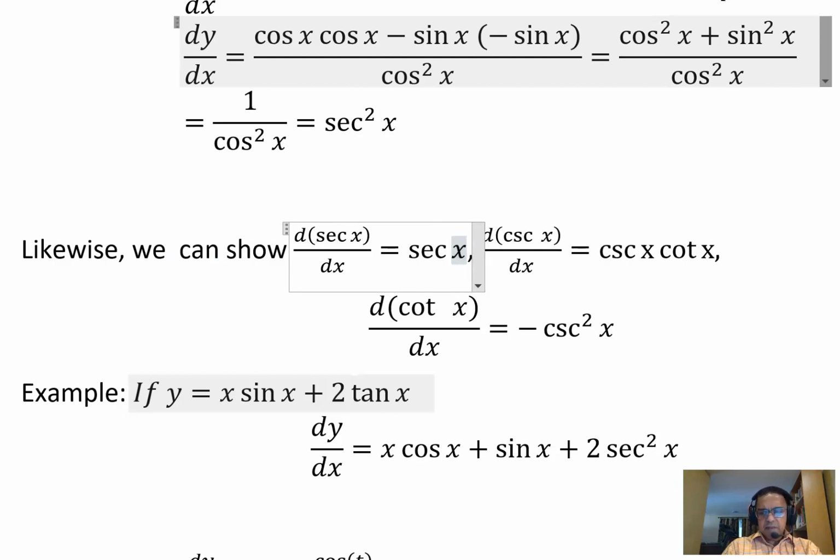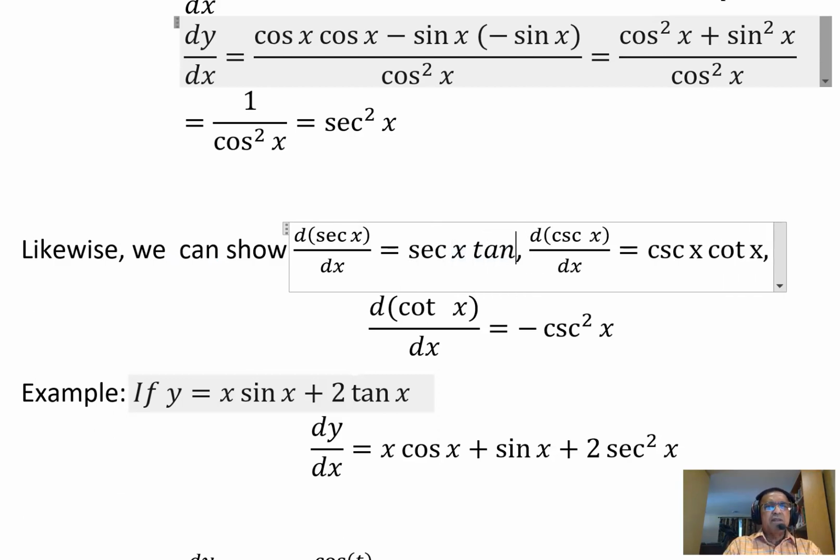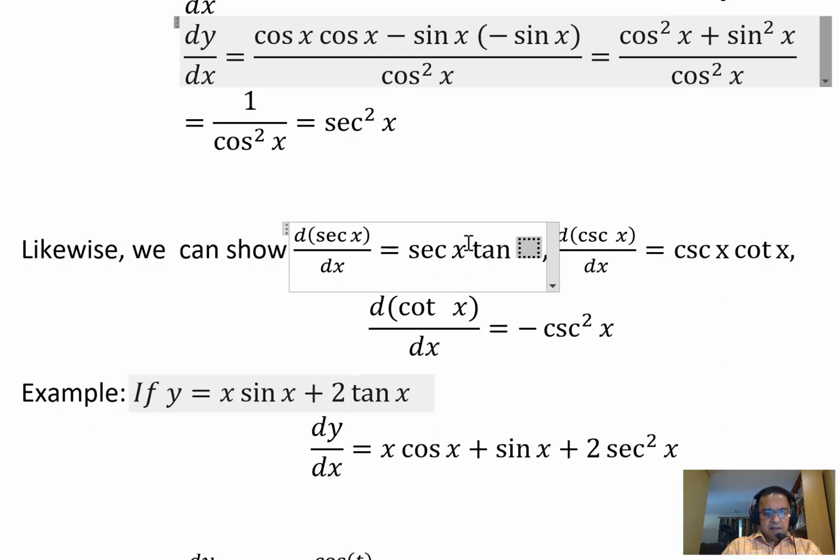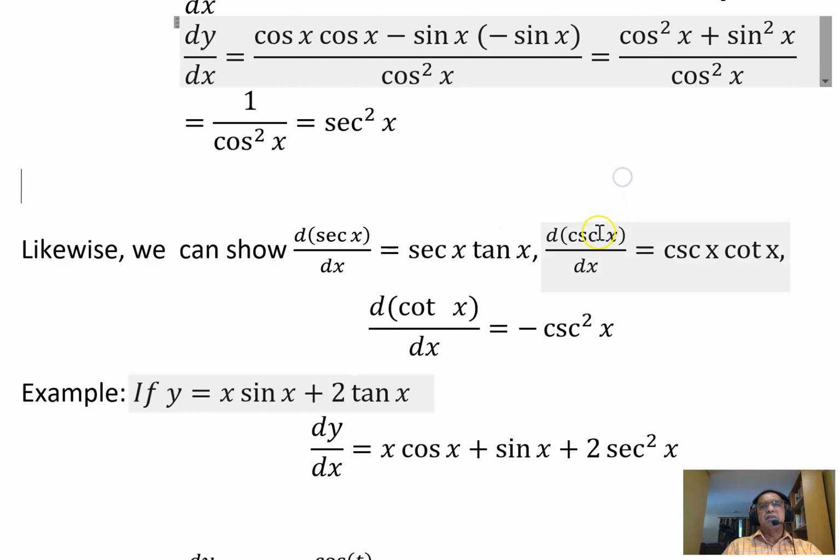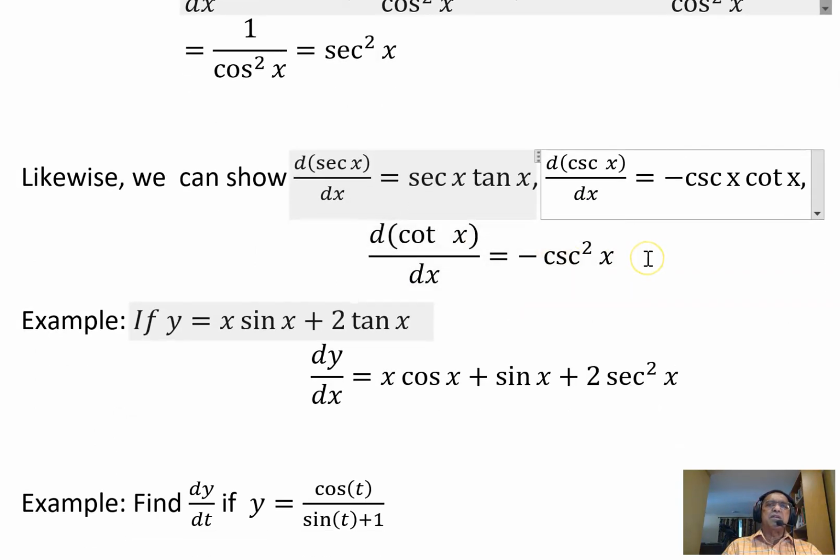The derivative of secant x is secant x tangent x, right? And the derivative of cosecant x is negative cosecant x cotangent x, right? And the derivative of cotangent x is negative cosecant squared x, right?